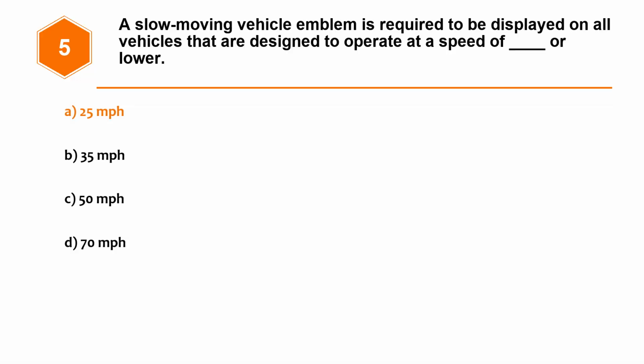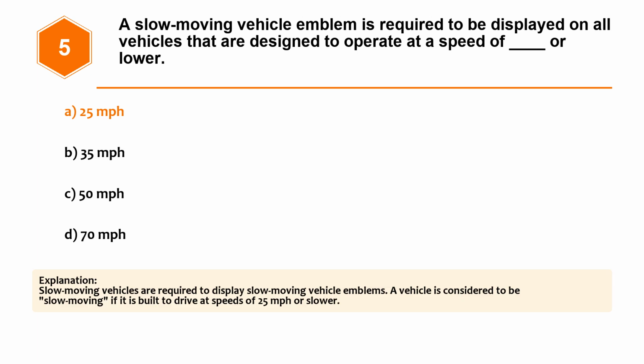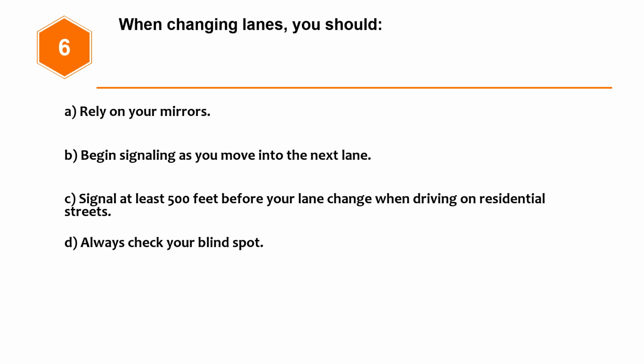The correct answer is option A, 25 miles per hour. Explanation. Slow-moving vehicles are required to display slow-moving vehicle emblems. A vehicle is considered to be slow-moving if it is built to drive at speeds of 25 miles per hour or slower. Question 6. When changing lanes you should Option A, rely on your mirrors.